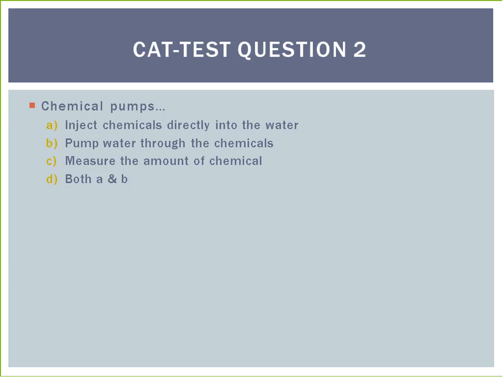CAT test question number 2. Chemical pumps: A, inject chemicals directly into the water; B, pump water through the chemicals; C, measure the amount of chemical; or D, both A and B.